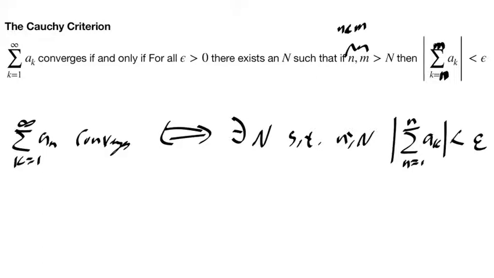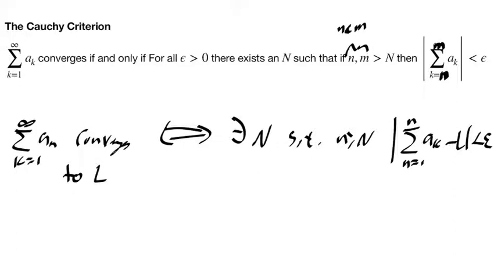Sorry, not that it is less than epsilon. So this converges to L if the partial sum minus L is less than epsilon. Sorry, I was messing my whole thing up.